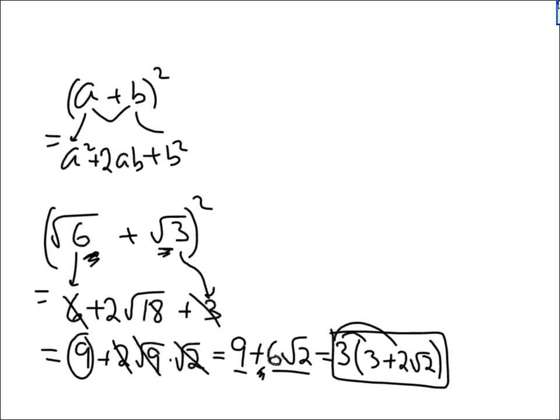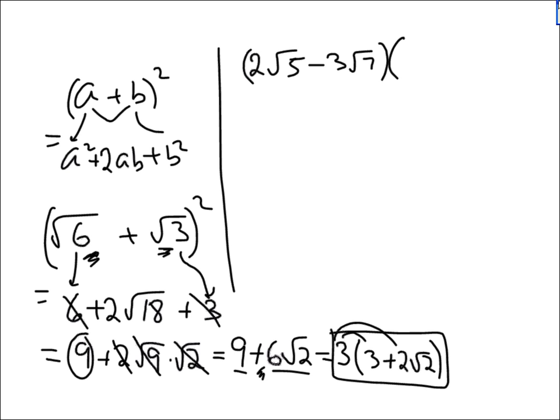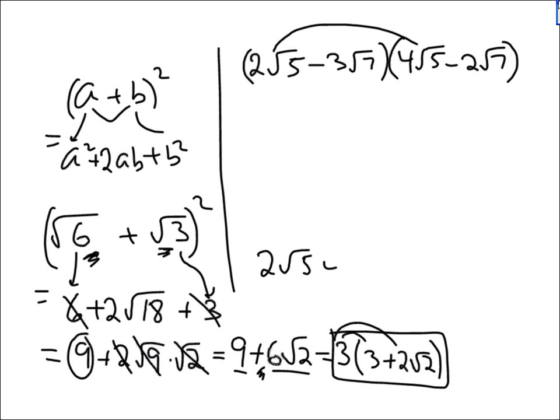We'll do one more, and that'll be it. Suppose you have 2 square root of 5 minus 3 square root of 7, and you want to multiply this by 4 square root of 5 minus 2 square root of 7. So first we multiply those two: 2 square root of 5 times 4 square root of 5. Well, 2 times 4, of course, is 8, times square root of 5 times square root of 5, which is 5. 8 times 5, 40. Okay, 40. You get what you get.